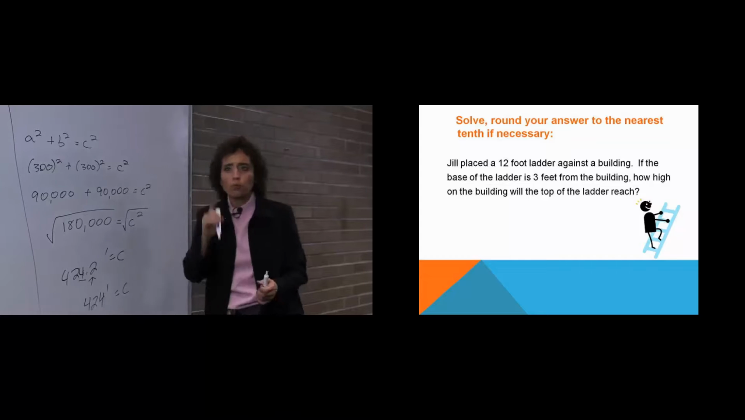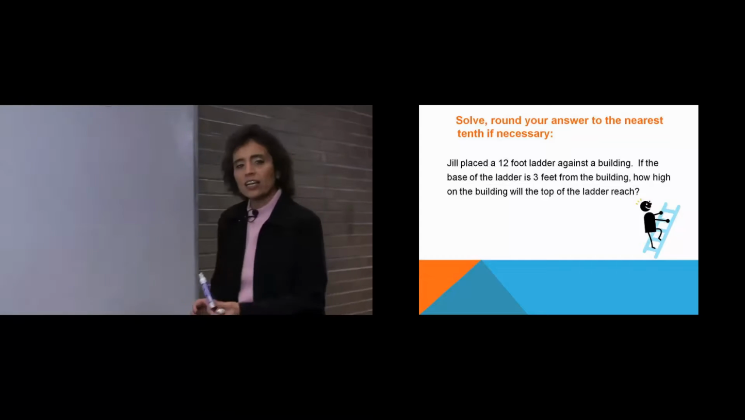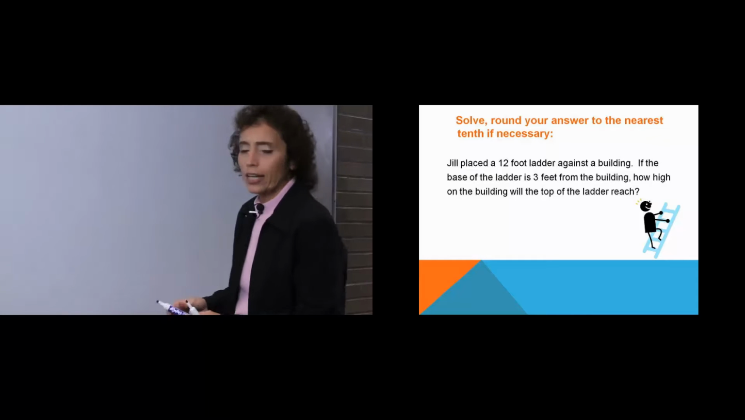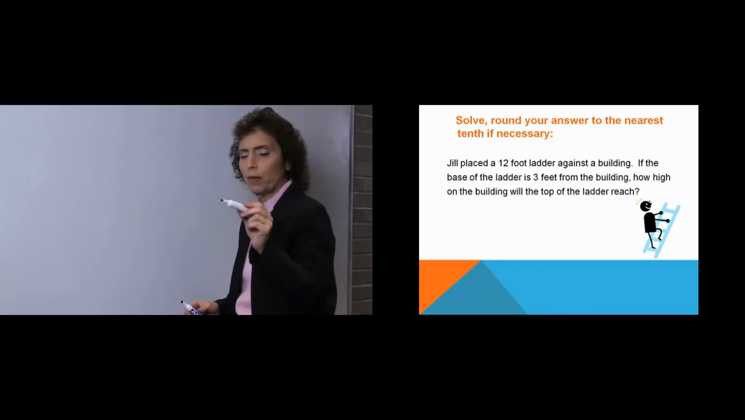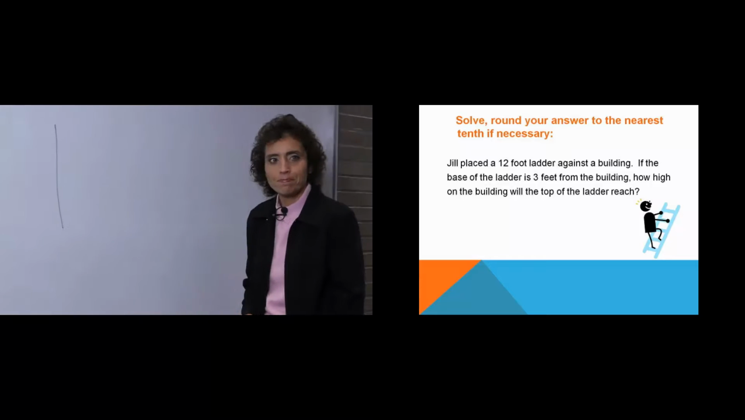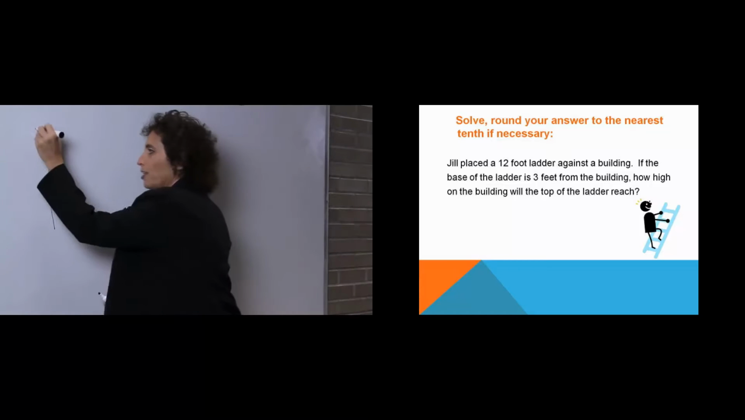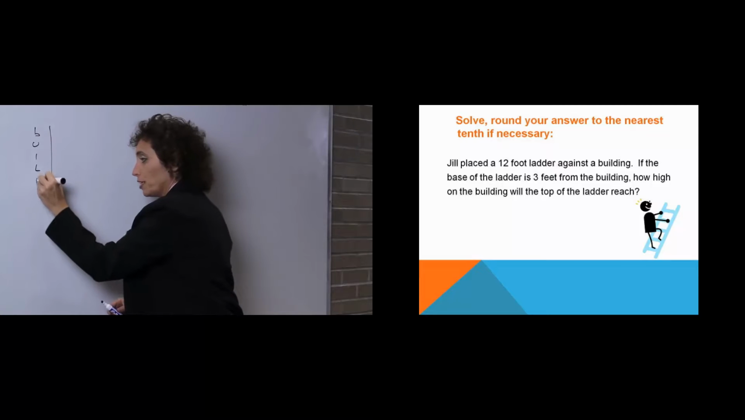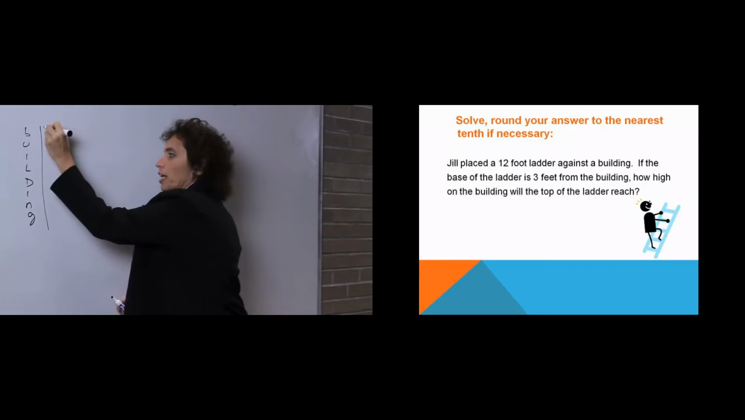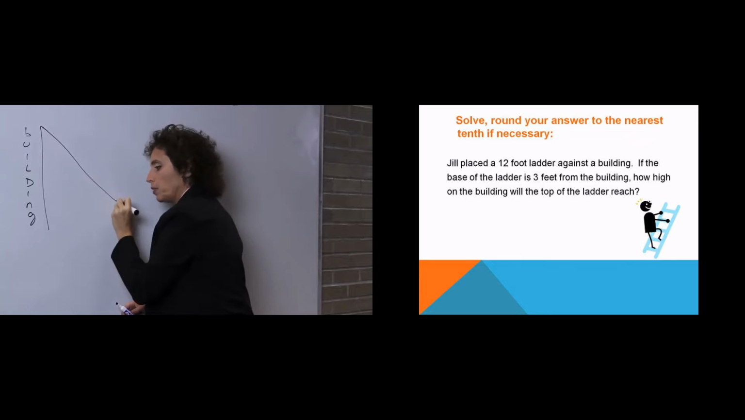Let's do one more problem. All right, let's take another look at a problem that's really kind of cool. Jill placed a 12-foot ladder against a building. Okay, here is my building. How do you know it's my building? Because I just told you it was my building. Placed a ladder against it. So if she placed a ladder against it, it's going to be diagonally on my building.